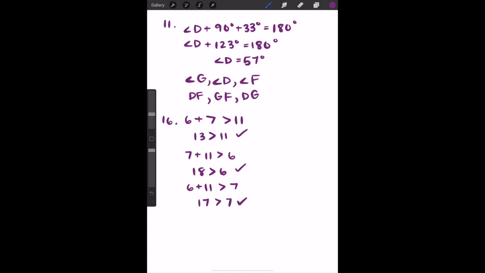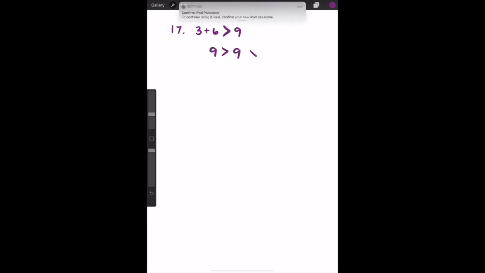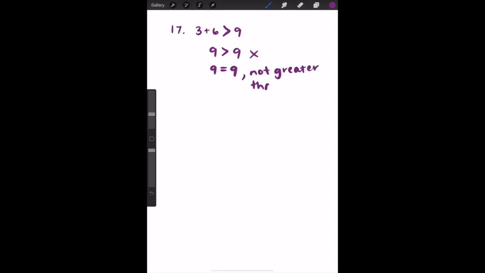For number 16, this works out. The two sides, when added together, are always bigger than the third. So they should make a triangle. For number 17, 3 plus 6 is not greater than 9. 9 is equal to 9, which is not the same as greater than. So, according to the triangle inequality theorem, the side lengths 3, 6, and 9 cannot make a triangle.